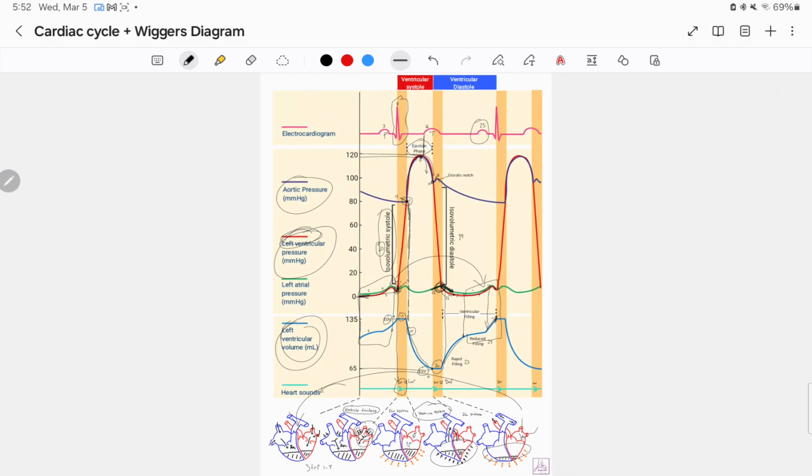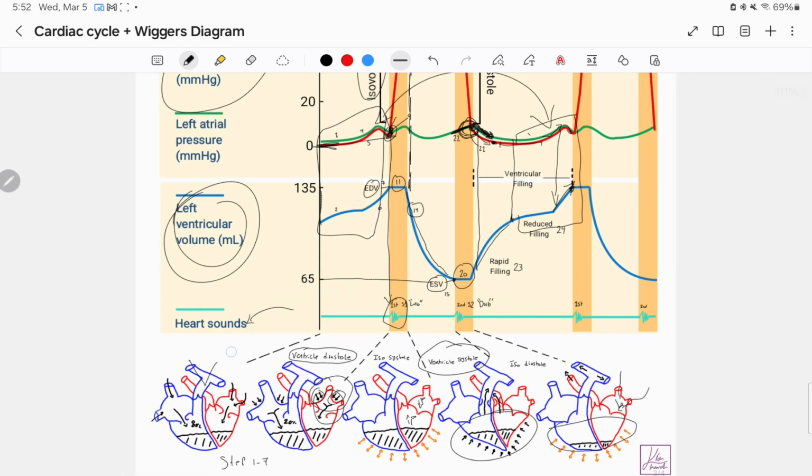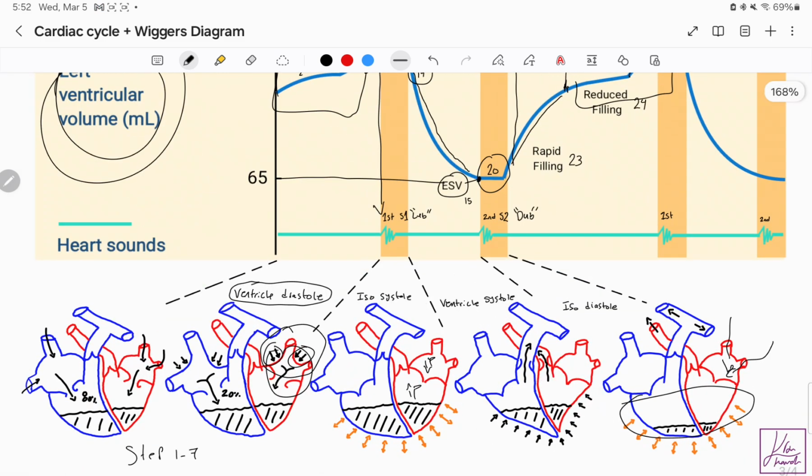All of that is correlated with the cardiac cycle very closely, and that's because it is the cardiac cycle. All we are doing in the Wiggers diagram is just graphing the cardiac cycle, okay? Now, that's going to finish it for the actual interpretation parts. What else can we do here? Well, I can tell you the steps and where they correlate exactly.